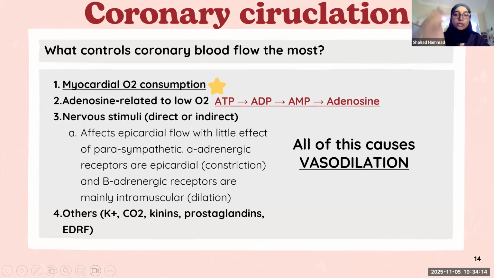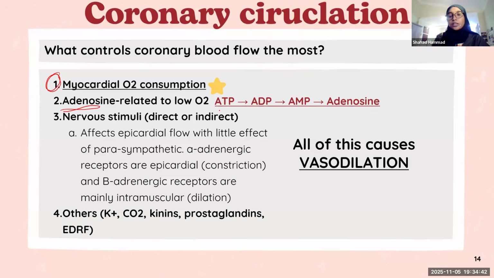And with this, we bring our first point of something that controls the coronary blood flow, which is the myocardial oxygen consumption. If the myocardium, or the heart muscles, are using up more oxygen and the oxygen stores are actively depleting, this is the number one factor which will increase the coronary blood flow, or will send out signals to increase blood flow, okay?